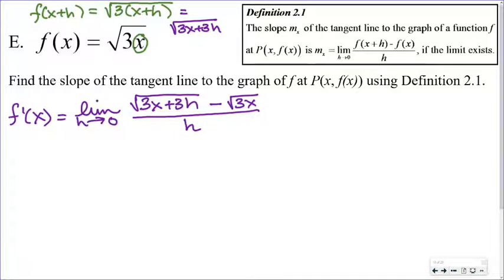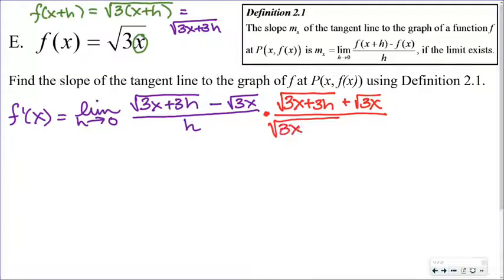And now I'm going to use an old algebra strategy that you should be very familiar with, which is multiplying by the conjugate. So I'm going to multiply by the conjugate of the numerator, which is root 3x plus 3h plus root 3x. And again, just a little reminder, when you multiply conjugates together, a plus b times a minus b, you wind up with a difference of squares, or a squared minus b squared.